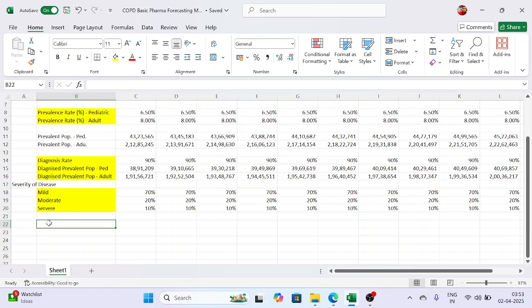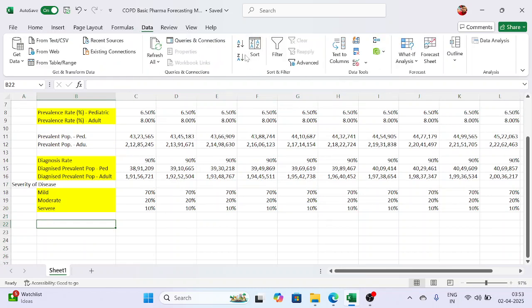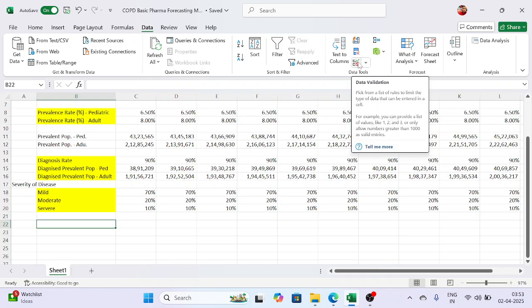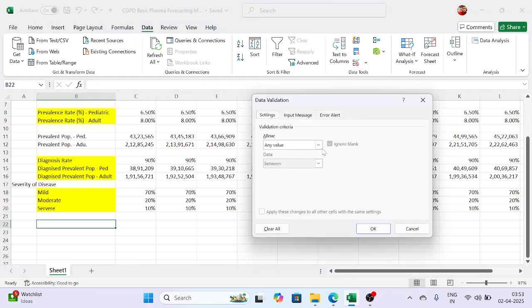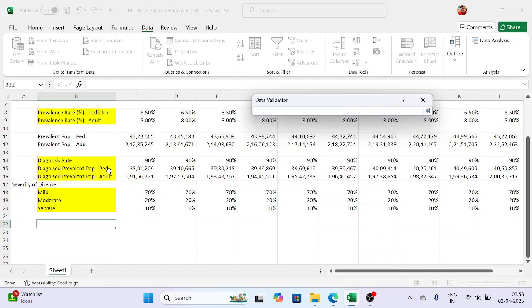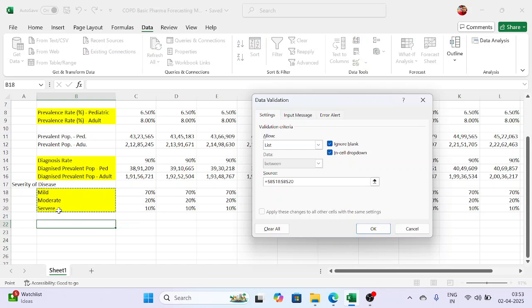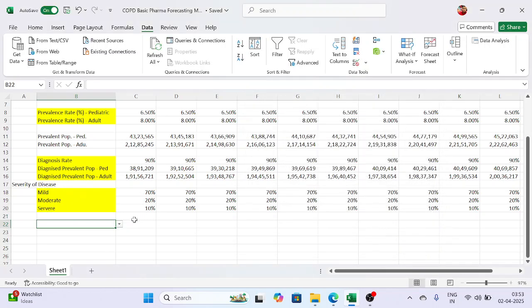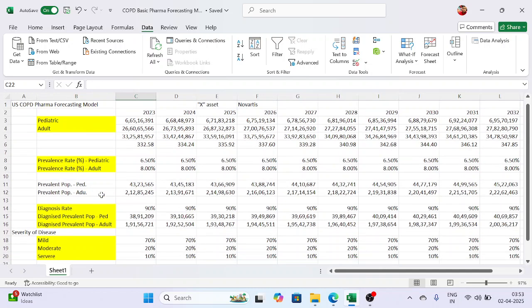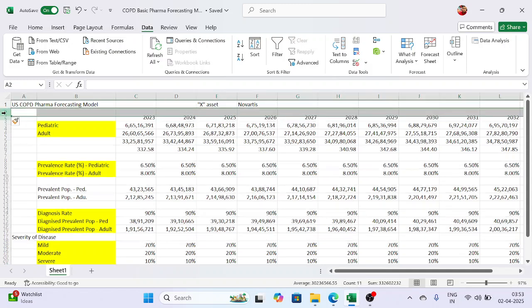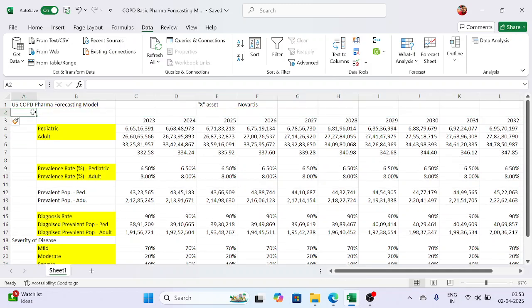So what you can do here is data validation. Just simply click on this, choose list, the source will be this, enter, and then press OK. So here you can simply select mild, moderate, severe. After this, just give me a second. Okay, I'm just going to apply VLOOKUP.